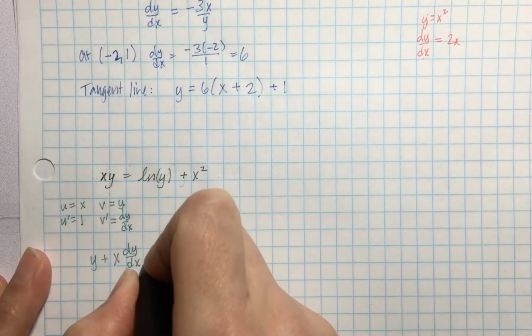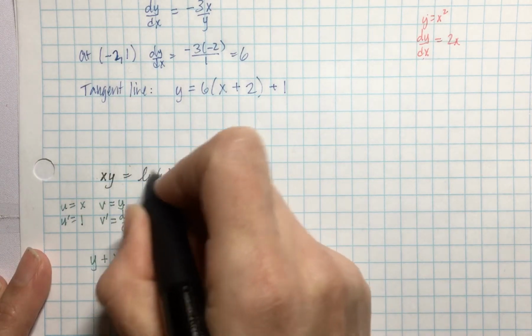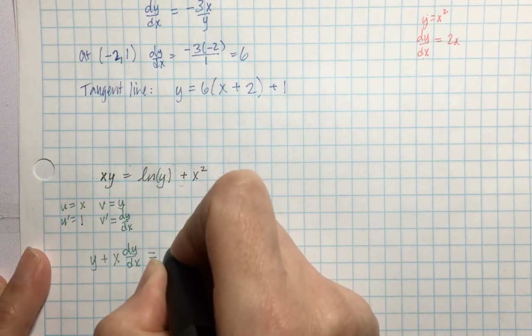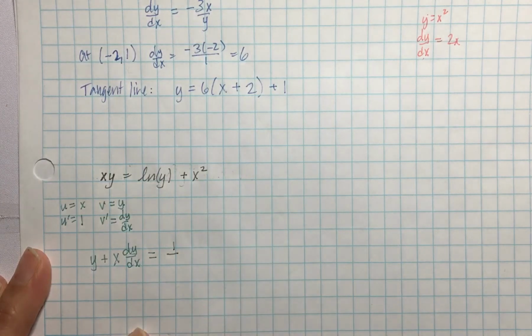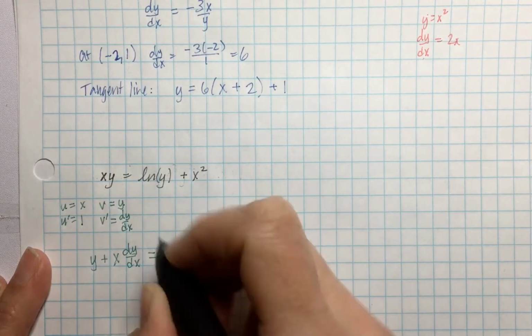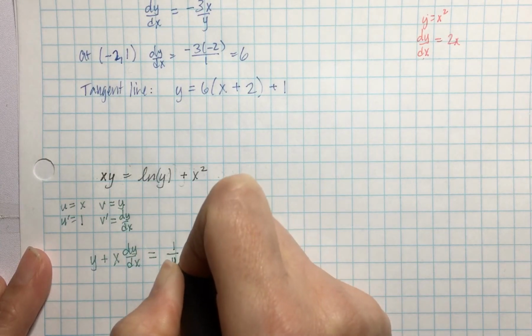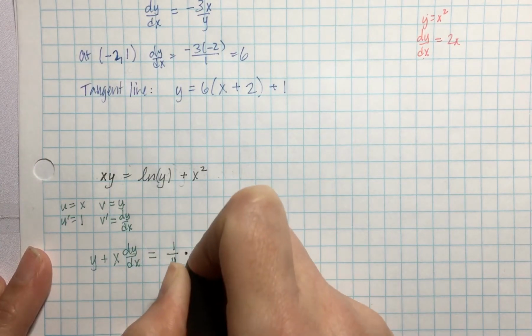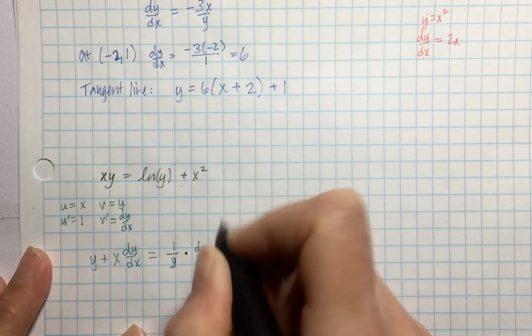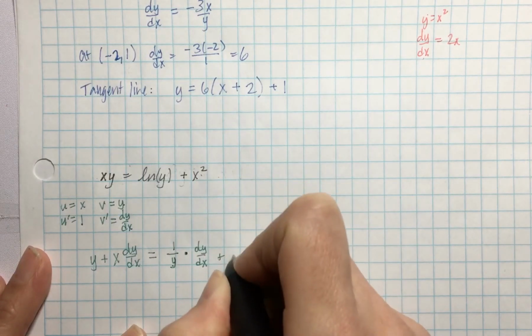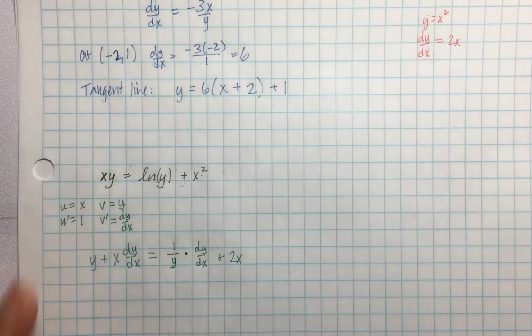On the right side, we have the derivative of natural log y. Derivative of natural log, remember, is 1 over. So 1 over, there's our derivative of the outside while keeping the inside the same, 1 over y, times derivative of the inside. The derivative of y is dy dx. And then finally, the derivative of x squared, we get 2x.